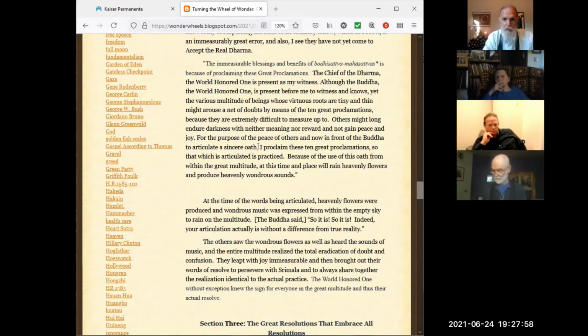So for the purpose of the peace of others, and now in front of the Buddha, to articulate a sincere oath, I proclaimed these 10 proclamations. So that which is articulated is practiced. I like this emphasis that we're not just articulating it, we are practicing it, and we're proclaiming it with the Buddha as our witness. Now this term sincere oath is interesting, just in the translation bit.